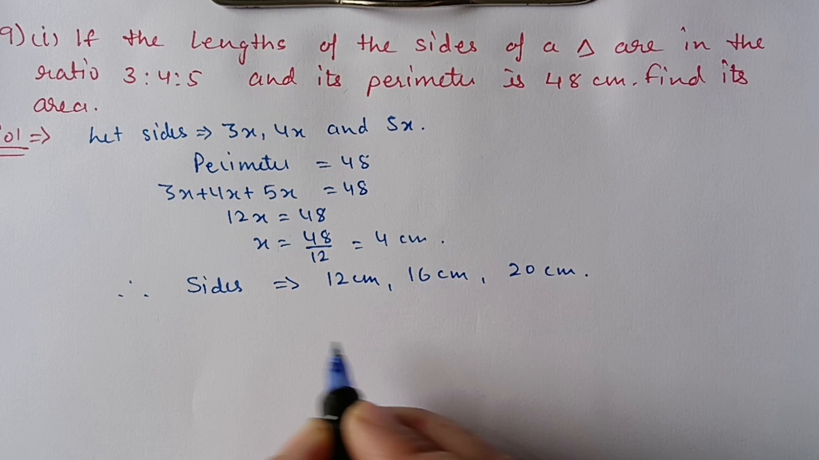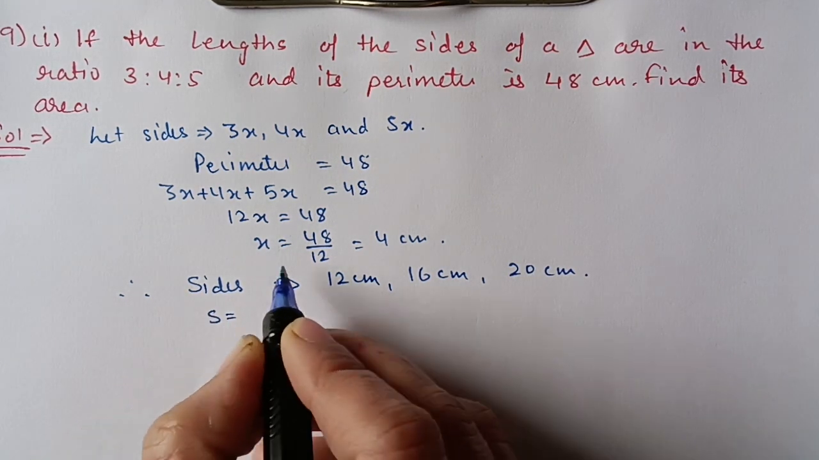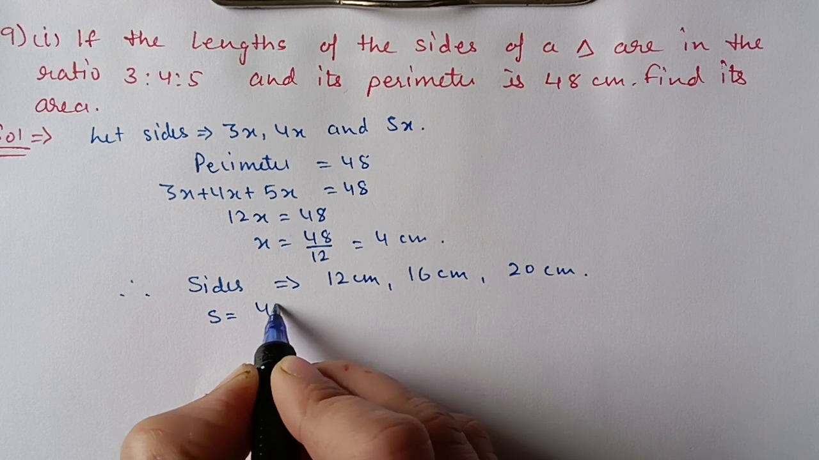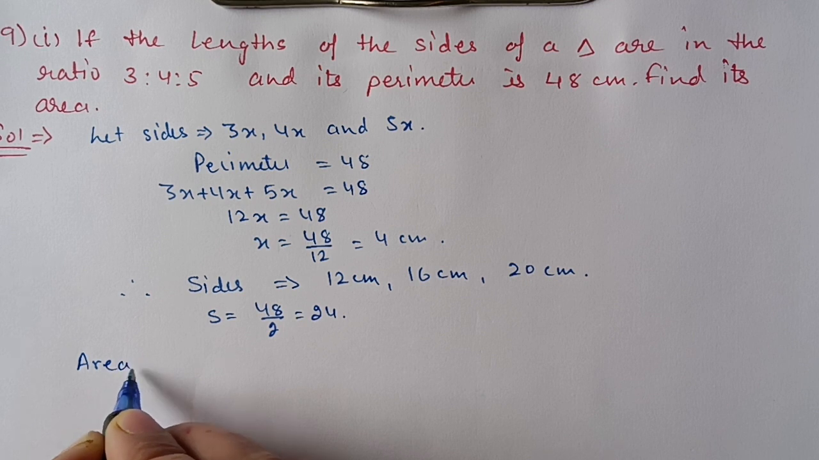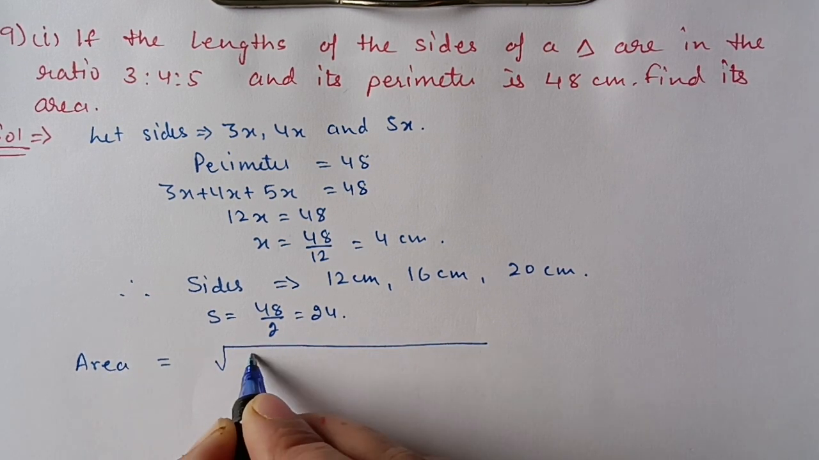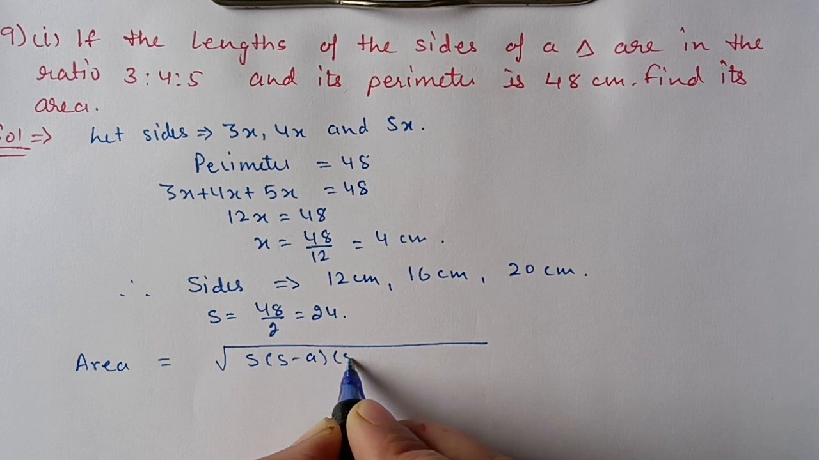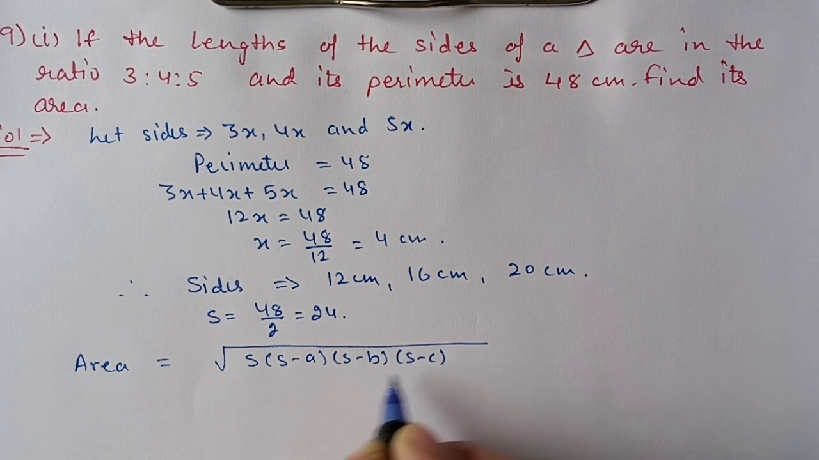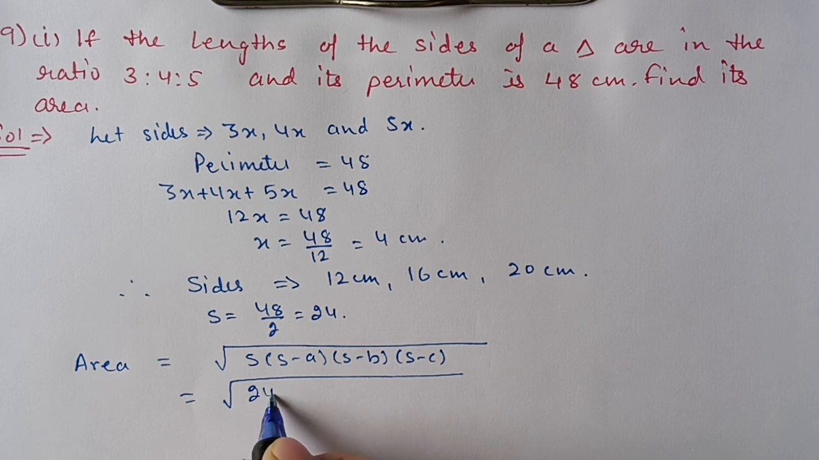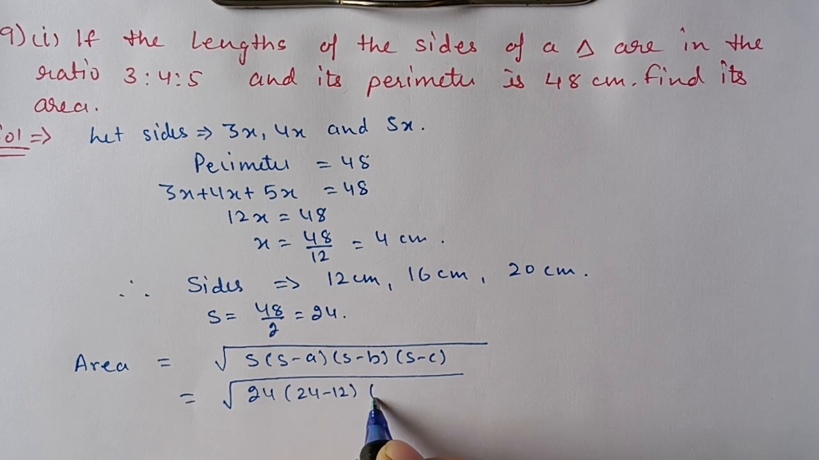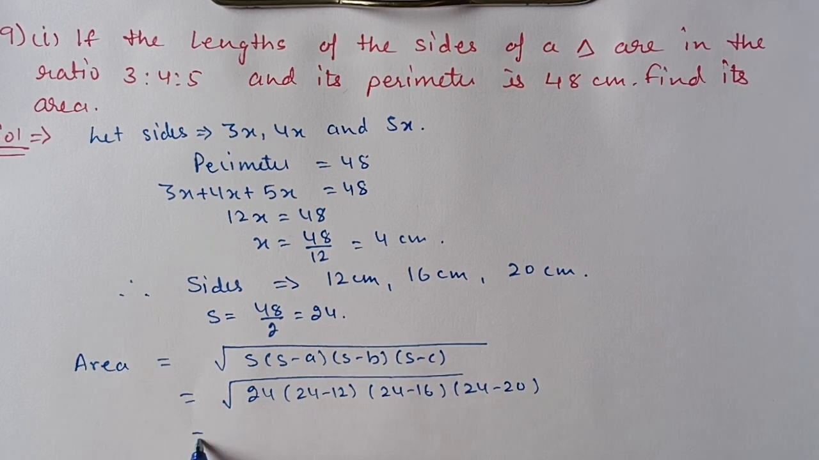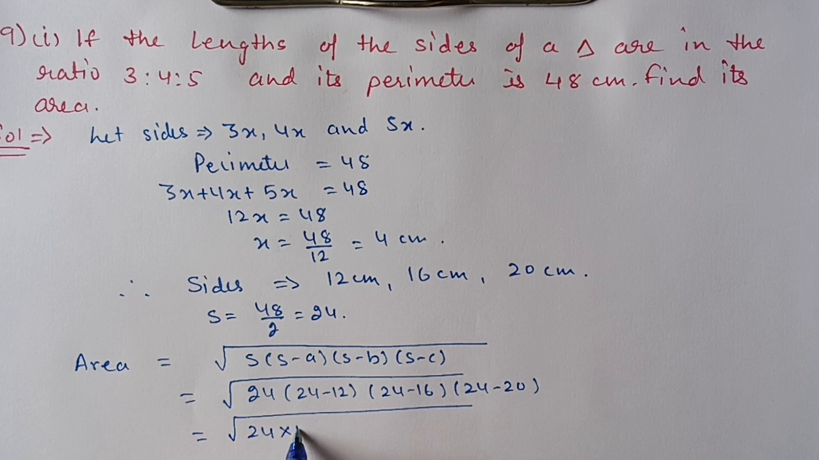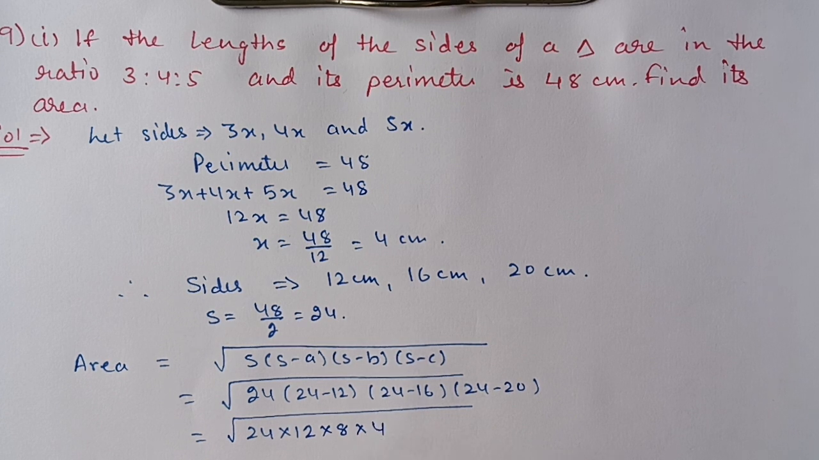Now we will find out its semi perimeter. So S is half of perimeter. Perimeter is already given, 48 by 2, 24. Now we can find out its area. Area is equal to root of S into S minus a, S minus b and S minus c. 24 minus 12, 24 minus 16 and 24 minus 20. 12, then 8 and then 4.